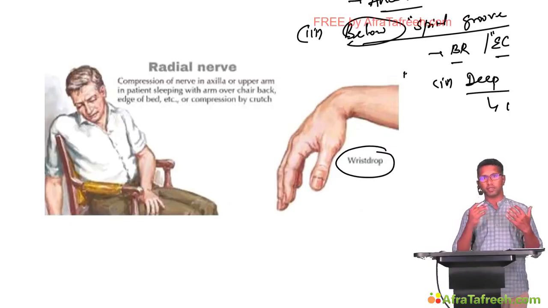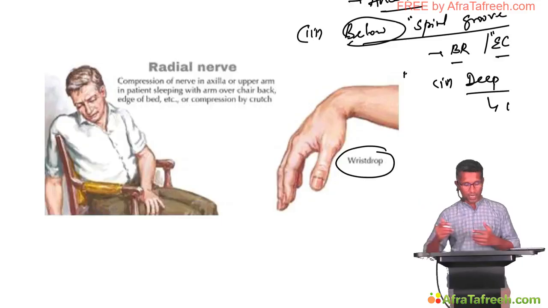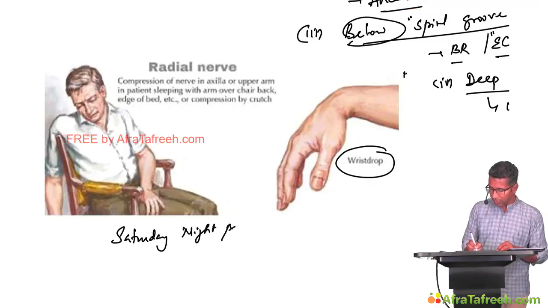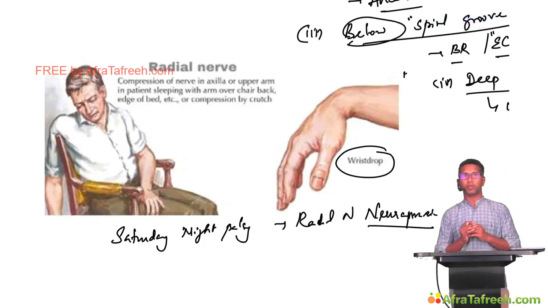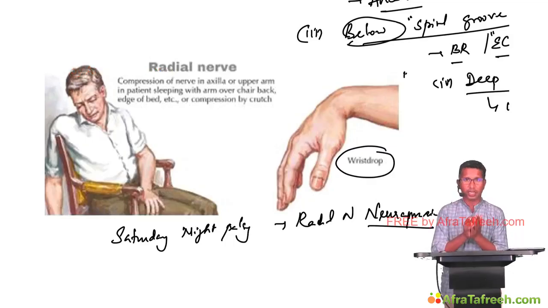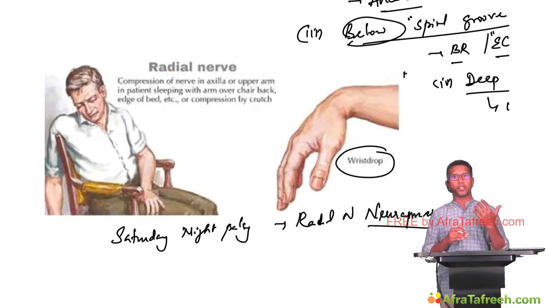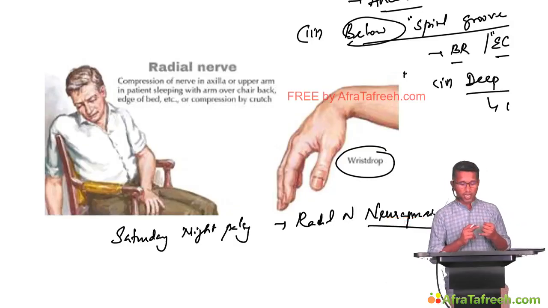Sometimes the patient drinks on Saturday night and sleeps with the arm over the chair. That kind of palsy is called what? It is called Saturday night palsy. In Saturday night palsy you get radial nerve neuropraxia. I hope now you understood what neuropraxia is. Neuropraxia means no anatomical discontinuity, just compression of the nerve, and physiological disruption of the nerve supply happens. Good recovery is present. This patient will recover within 3 months.